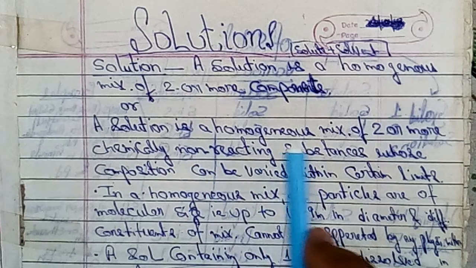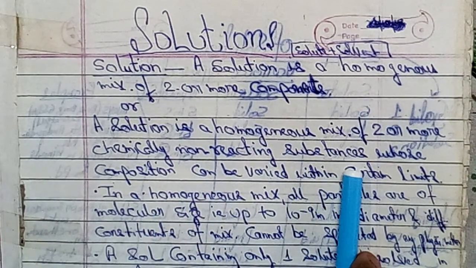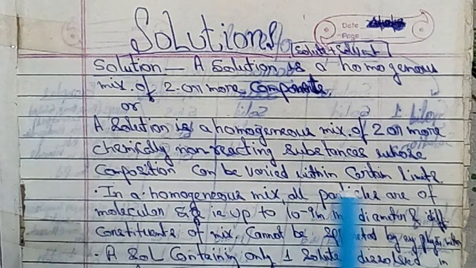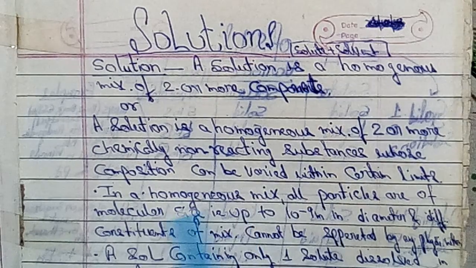A solution is a homogeneous mixture of two or more chemically non-reacting substances whose composition can be varied within certain limits. Whose composition can be varied within certain limits means they can vary only within a few limits. In general they have the same composition.